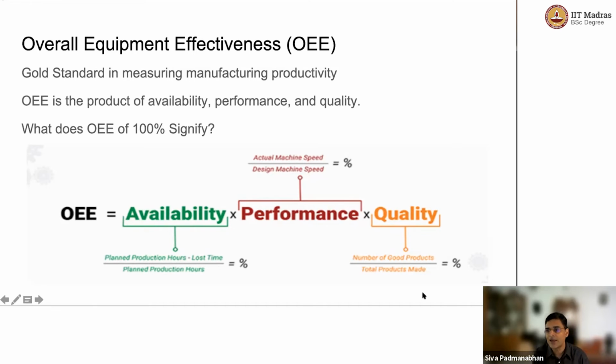But the lost time is 8 hours, let's say. So the availability is 160 minus 8 divided by 160, right? Which is basically 152 by 160, which translates to 95%. So your availability for that month for the hobbing was 95%, right? So that's the first part of the OEE. If the machine was fully available, there was no breakdown, there was no lost time, then your availability is 100%, which is the ideal scenario.